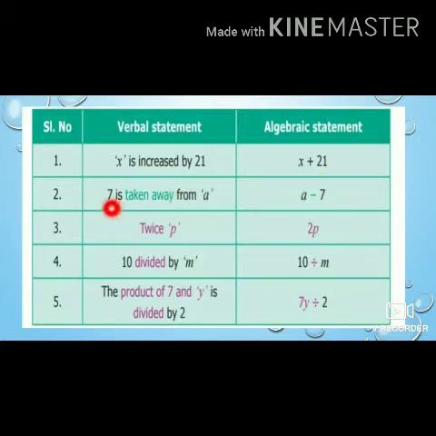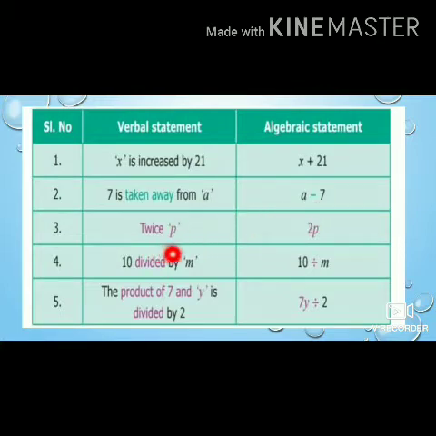Second one, 7 is taken away from a. 7 is a constant value, a is a variable. Here the words taken away represent what? Yes, subtraction. a minus 7.